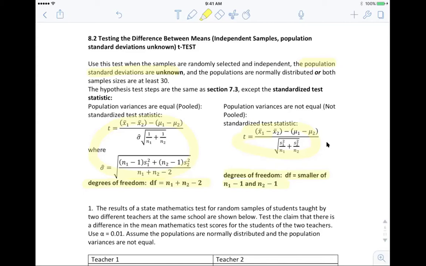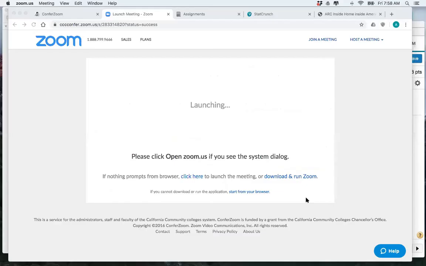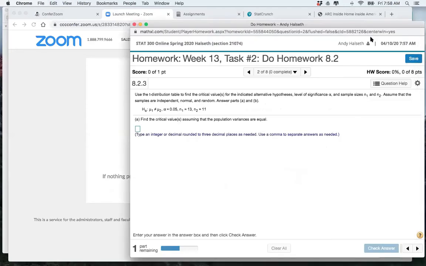We're going to jump to a problem in the homework and just work on finding critical values for this section. Since they're t distributions, we're going to use these degrees of freedom with the t table. Okay, so let me jump to a homework problem and we'll give it a go. This is 8.2 number 2, if you wanted to pull yours up as well or just follow along here.